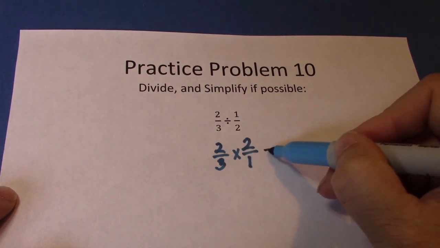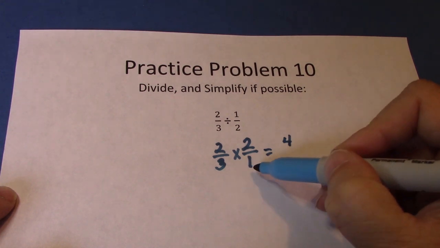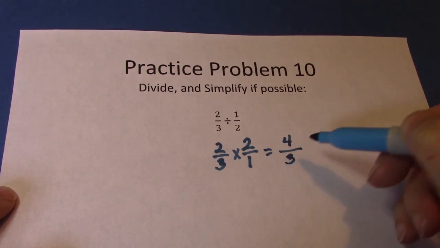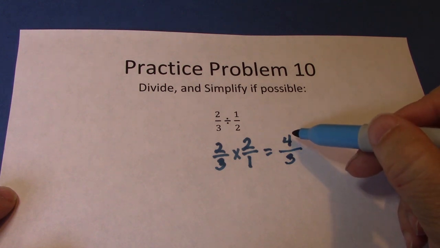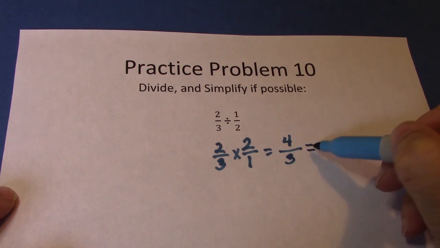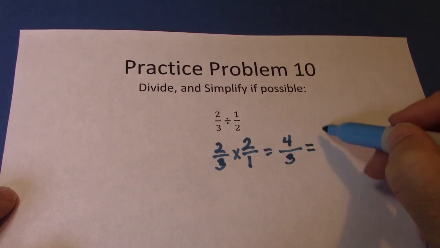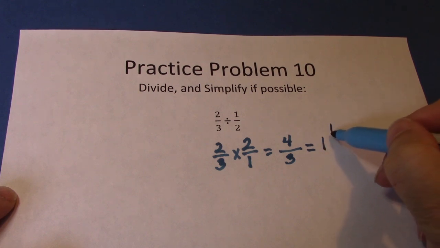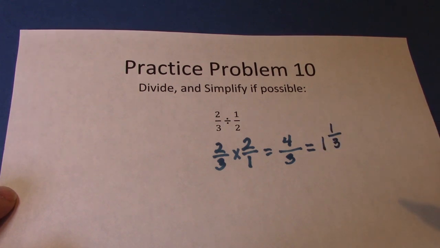Now we multiply straight across. 2 times 2 equals 4. 3 times 1 is 3. That's not simplified yet because the numerator is bigger than the denominator. 3 goes into 4 one time. There's one remainder, and that remainder is a third.